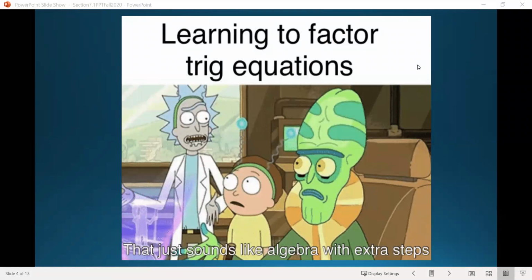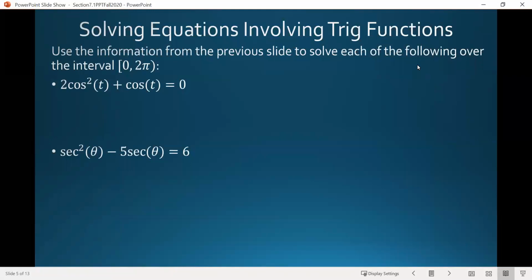In the first part, we talked about different methods of solving quadratic equations. Now we're going to use those techniques to help us to solve some trig equations. So let's take a look at some examples here.